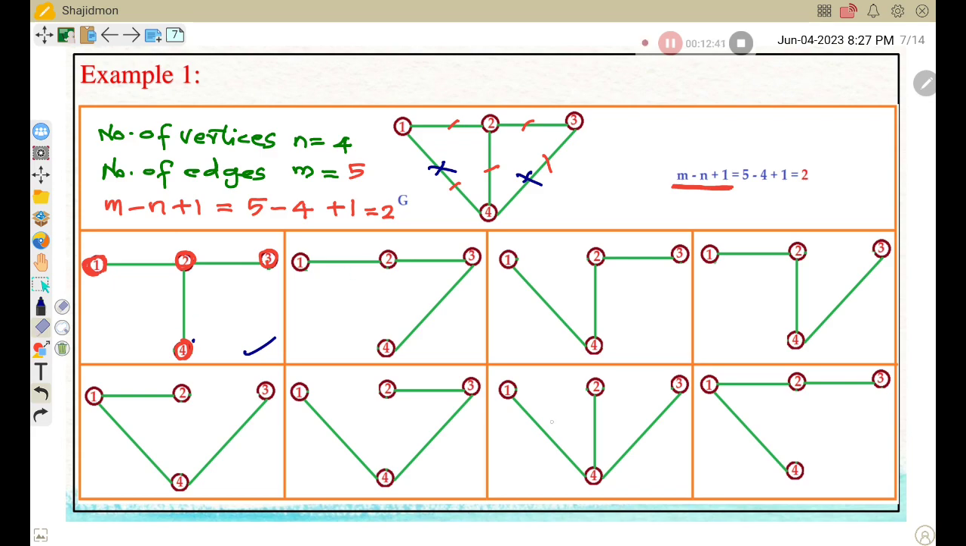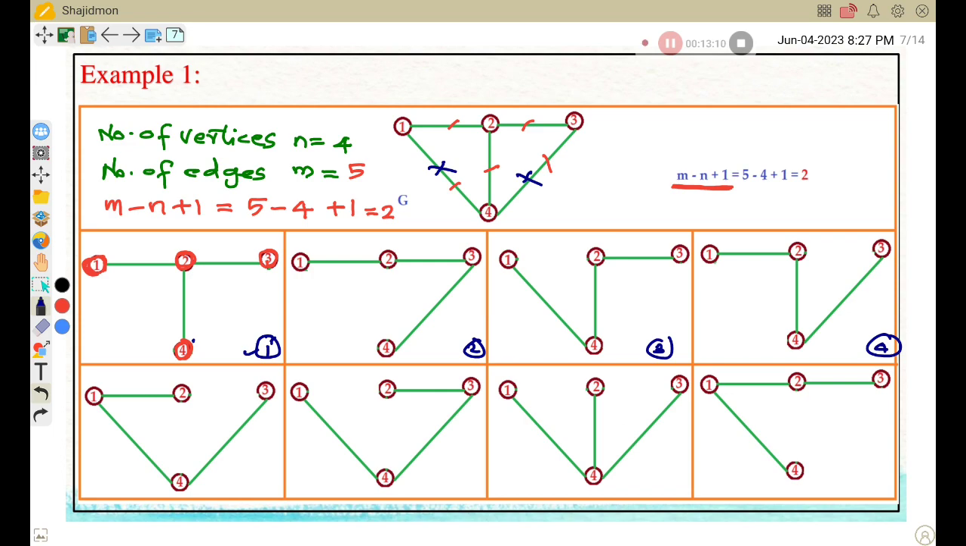In the same way, we can create many spanning trees like this one. Remove 2 edges randomly. It should not form a simple circuit. That is why we are removing those 2 edges. So we will get different spanning trees like this one. This is the first spanning tree, this is the second spanning tree, 3, and 4, like 8 spanning trees we are getting from that graph. Like this we need to draw the spanning trees from a graph.